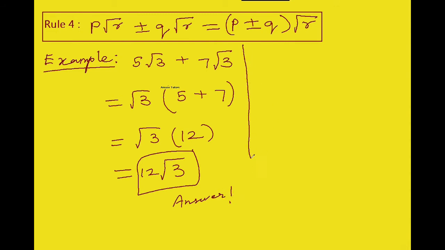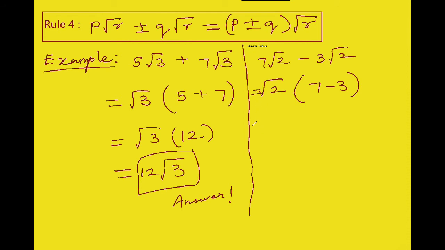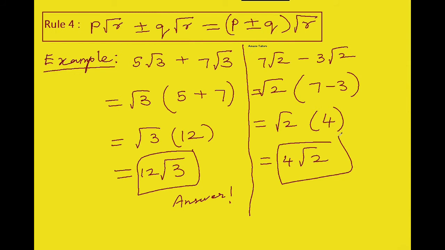I will show you one more for subtraction. 7 root 2 minus 3 root 2. Again using the same rule, take out the common factor, which is root 2 here. So root 2 outside, the remaining numbers 7 minus 3. Now 7 minus 3 is 4. 4 root 2 is the final answer. That's all. So according to this property, whenever there is a common surd, that can be taken outside and the numbers can be added or subtracted based on the question.